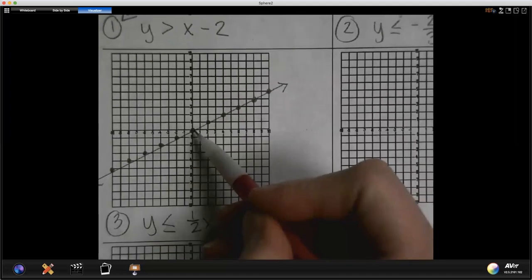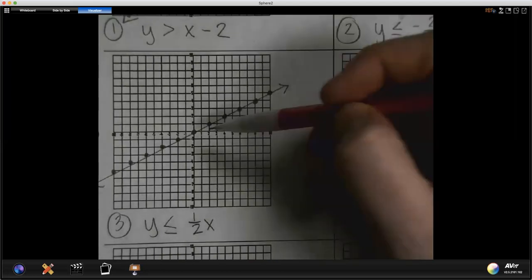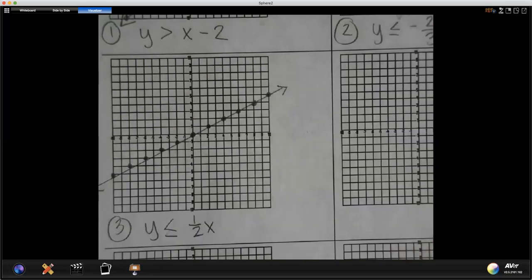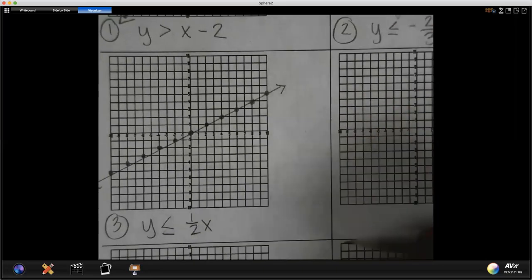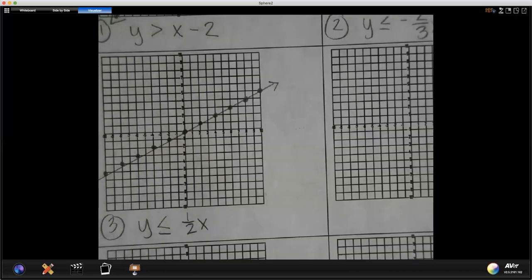Why? Because it's on the line. I can pick any other point I want though. The most common backup test point is 1, 1, which works here. It's just barely above the line, which is fine. But you could go crazy. You could pick 5, -3. You could pick 4, 5. You could pick whatever you want, as long as it is not on the line.